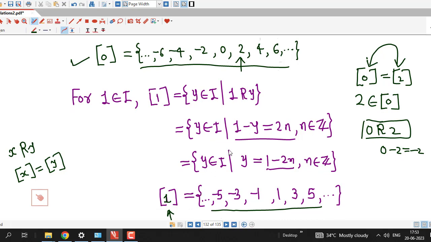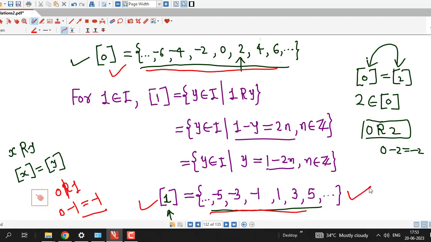And we can observe that these two equivalence classes are disjoint because 0 is not related to 1. The difference of 0 and 1 is minus 1, which is not an even integer. So 0 and 1 are not related, therefore their equivalence classes are disjoint. There is no common element in these two equivalence classes.